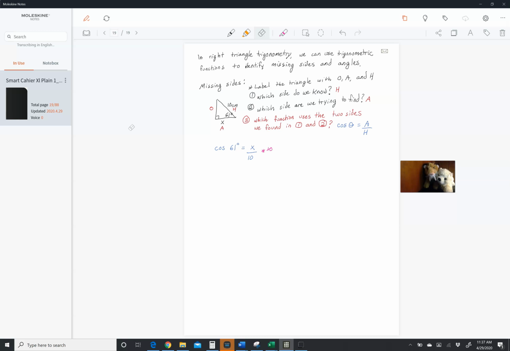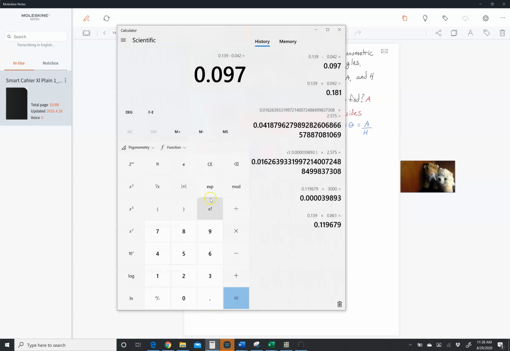That will isolate x for us. So that tells us that x is equal to 10 times the cosine of 61 degrees. Okay, how do we figure out what 10 times the cosine of 61 is? On your calculator. You need a calculator. So I'm going to do it with the computer calculator, but you could just do it with your regular calculators. You need a scientific calculator.